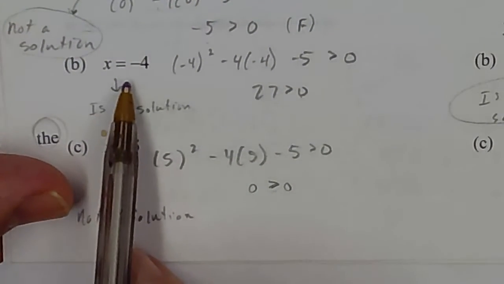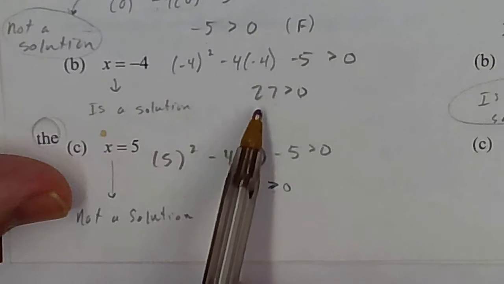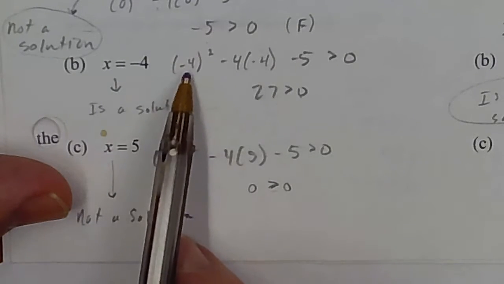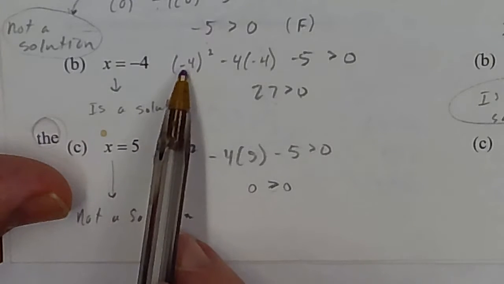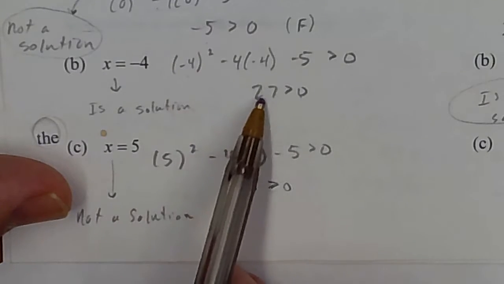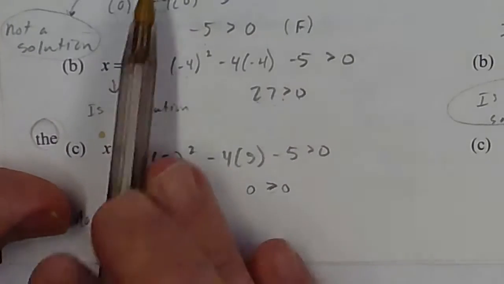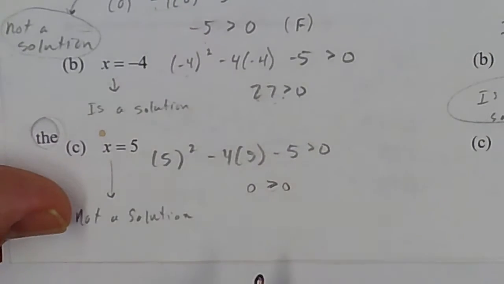All right, so negative 4, when we plug that in, do the math, you should get 27 on this side. Remember, if you're squaring a negative, put that in parentheses. If you put the negative outside or didn't include parentheses, you'll get the wrong answer. So 27 is greater than 0. That is true. What does that mean? x equals negative 4 is the solution to this problem.